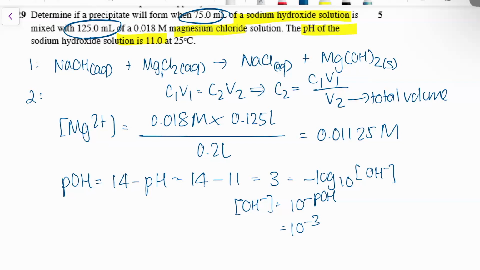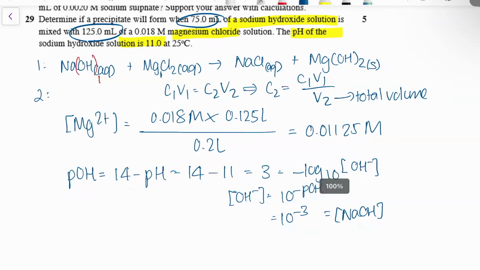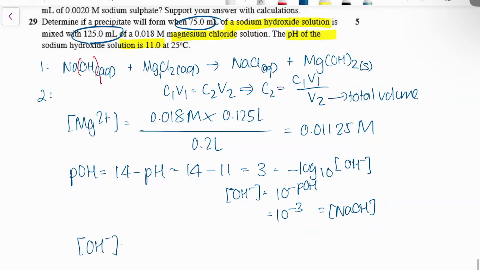And then there's a 1-to-1 ratio. I need to check the formula. NaOH, if I put brackets around the OH, it's 1 OH per NaOH, which means it's a 1-to-1 ratio, so the concentrations are the same. So this is also the concentration of the NaOH. Now that I've got the concentration of the NaOH, I do the same thing that I did with the Mg2+, the C1V1 on V2. OH minus is what goes into my precipitate.